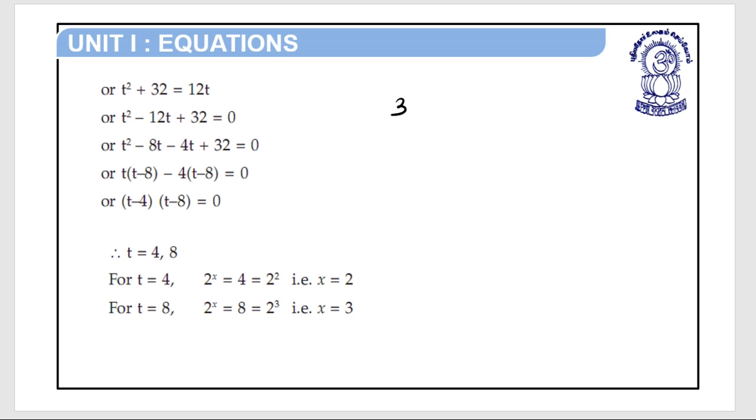Here 32 is the first term and the last term is 32t square. We require 12t. So 8 fours are 32. So minus 8t minus 4t. Instead of minus 12t, write minus 8t minus 4t. So t common, t minus 8, minus 4 common, t minus 8 is equal to 0. (t minus 4)(t minus 8) is equal to 0. So the value of t is 4 or 8.